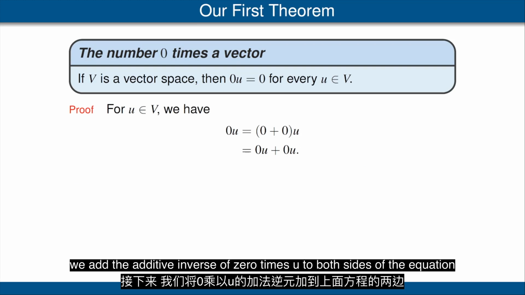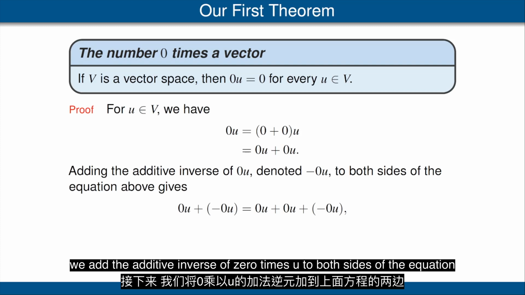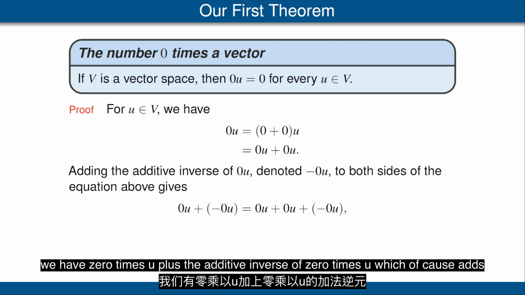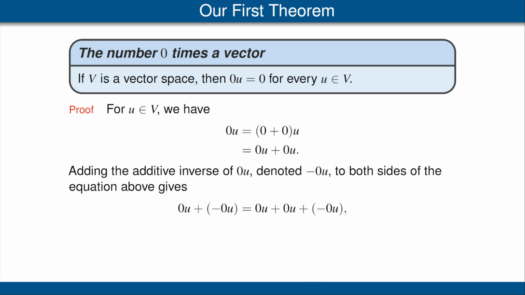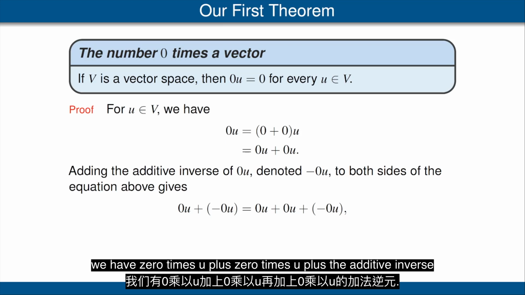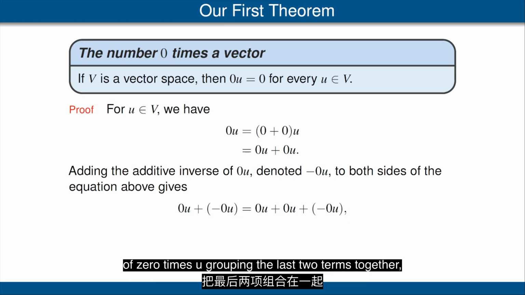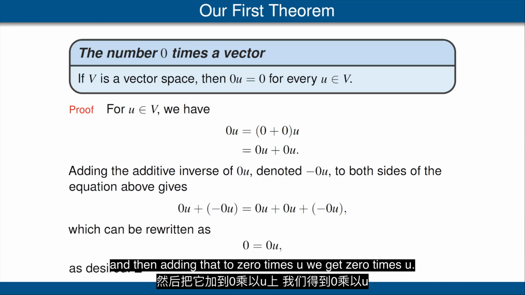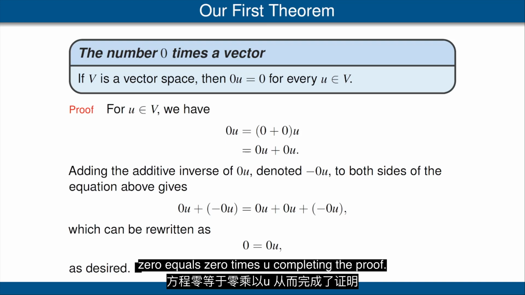Next, we add the additive inverse of 0 times u to both sides of the equation above, getting the new equation shown here. Notice that on the left side of this equation we have 0 times u plus the additive inverse of 0 times u, which of course adds up to 0. On the right side of the equation we have 0 times u plus 0 times u plus the additive inverse of 0 times u. Grouping the last two terms together, we just get 0, and then adding that to 0 times u, we get 0 times u, giving us finally the equation 0 equals 0 times u, completing the proof.